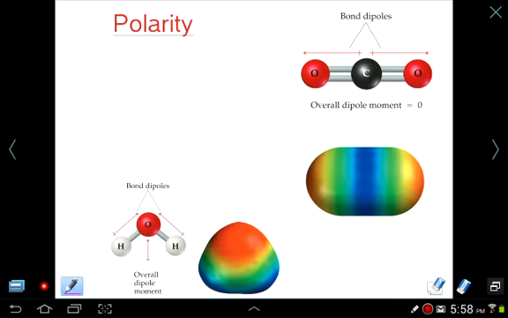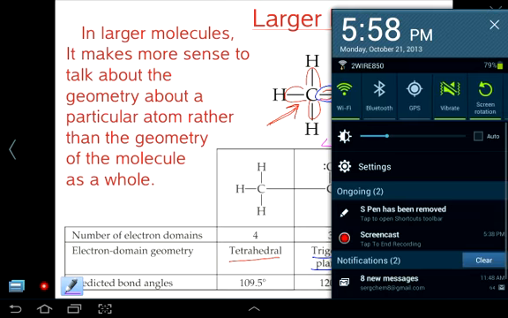And this should conclude, we'll do polarity next time, this should conclude lesson 2 of chapter 9.